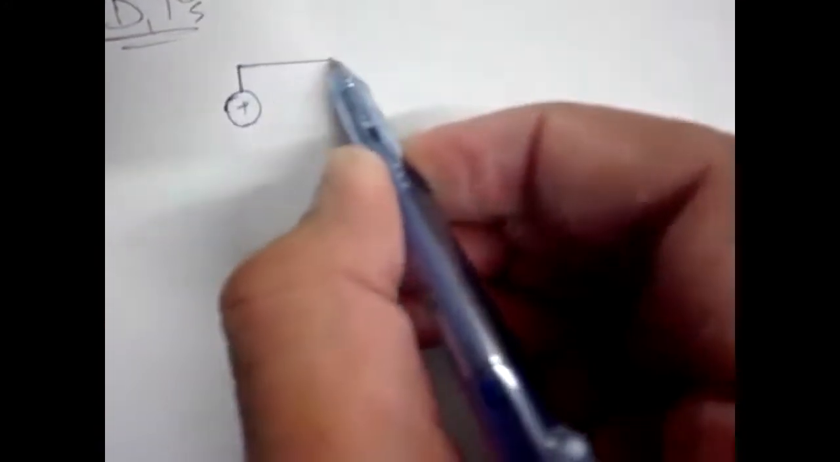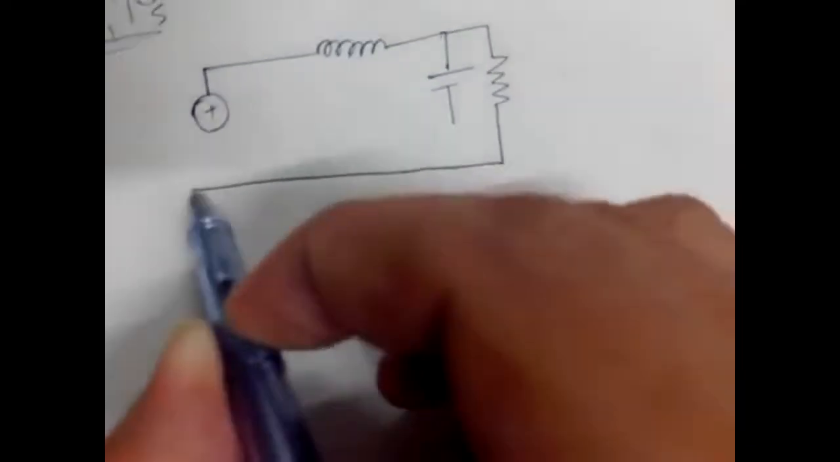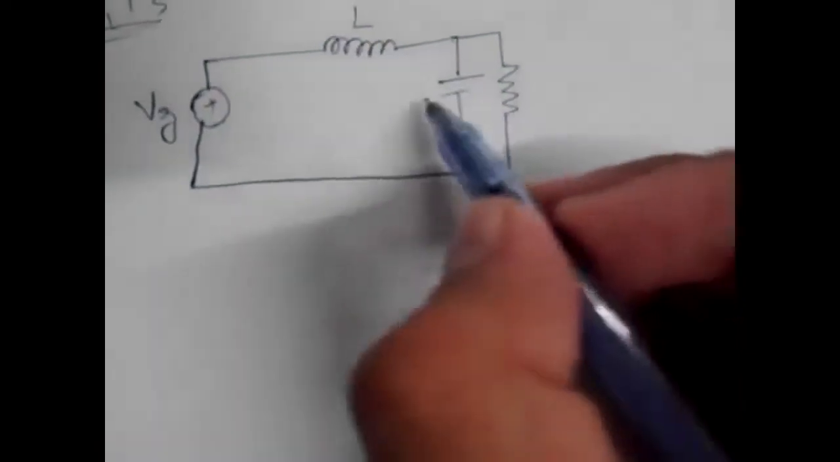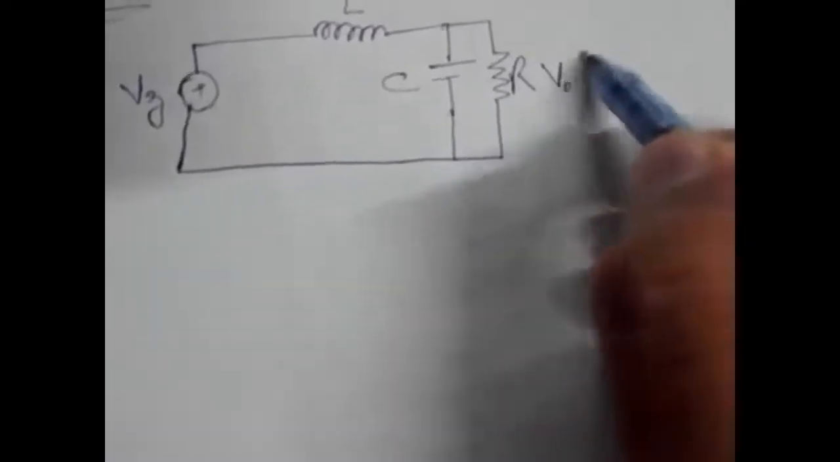So now let's do the analysis for D1Ts. For D1Ts, the circuit will become like this: this is the source voltage, this is the inductor L, this is the capacitor, this is the resistor, and this is the output voltage. So now do the analysis.